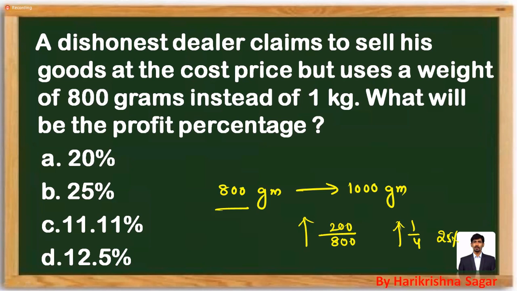Sometimes students mistakenly take 1000 as the base. If you take 1000 as the base, on top of 1000, there is a decrease of 200. It is giving a result of 1 by 5. It is going to be 20%. But both the option choices are available on the screen. So that's the reason, don't get confused. Remember that a dishonest seller will always be in profit.